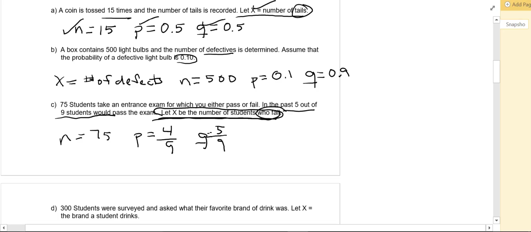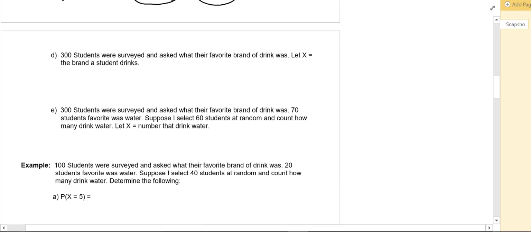All right? So be careful. N is the total number of things you can count up to. P is the probability of what you're counting. And Q is the probability of what you're not counting, the opposite. So again, C is binomial.